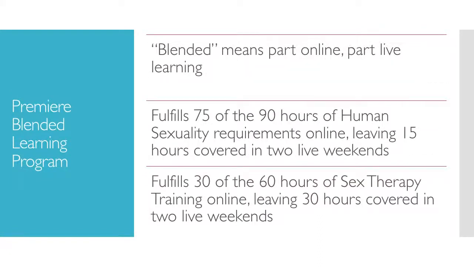Now we do have another program. It's our premier program, a blended learning program. Blended program means that part is online and part is through live learning. This blended program fulfills 75 of the 90 hours of human sexuality requirements online. That leaves 15 hours covered in 2 live weekends. It also fulfills 30 of the 60 hours of sex therapy training online, and that leaves 30 hours covered in 2 live weekends.